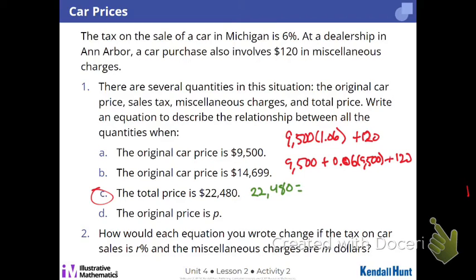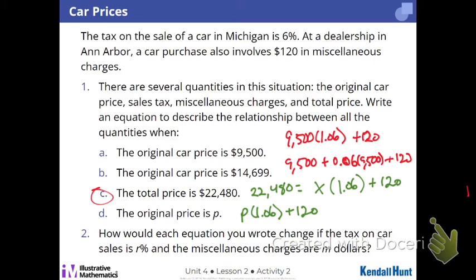This is different. Let's call it X since I don't know. What am I going to do to that X? 6% tax. What am I going to do after that? Add 120. So if the original price is P, I'm going to multiply by 6% and add 120. Right?